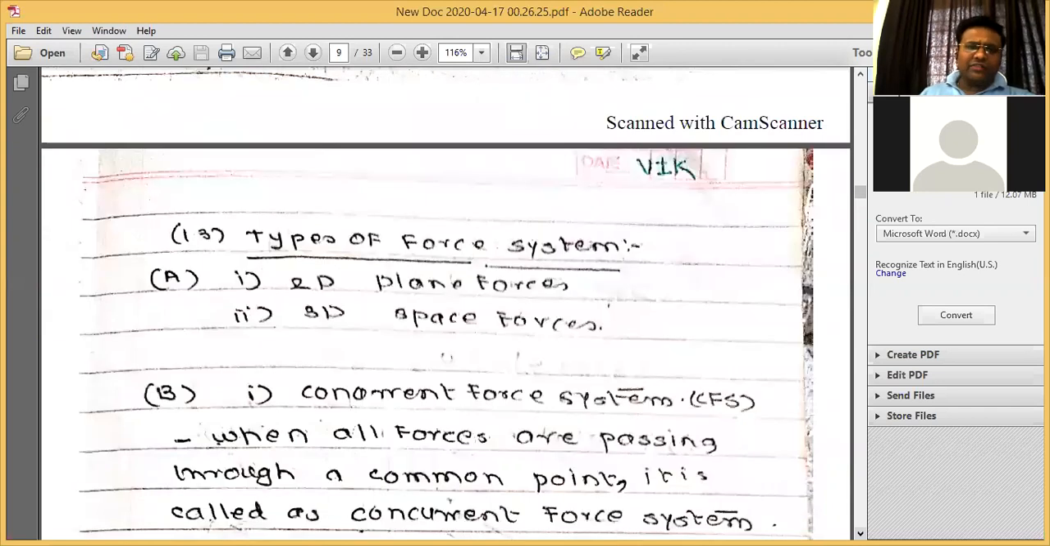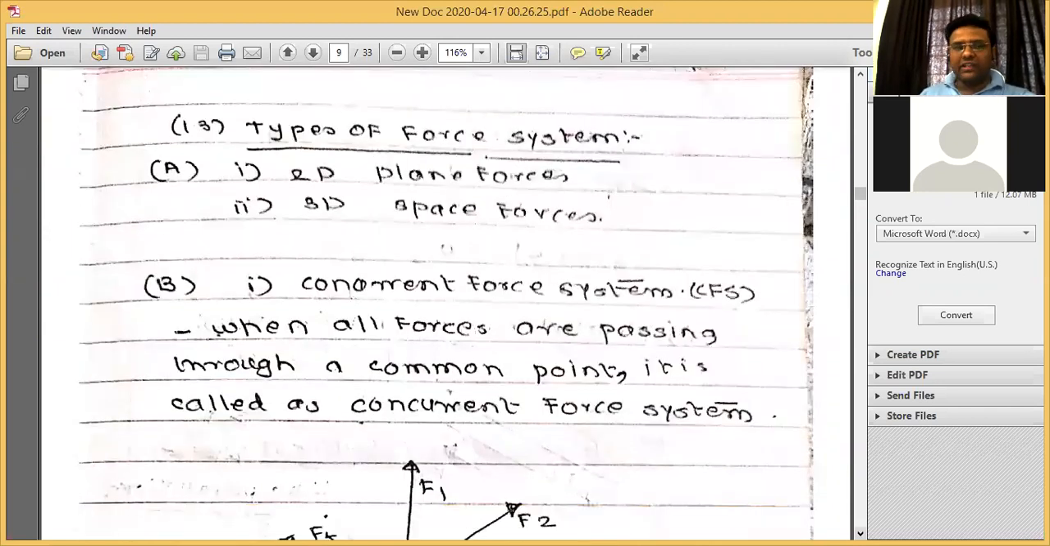Then we have seen two-dimensional force system and three-dimensional force system. As its name suggests, if the forces are along the x and y directions only, or any two axes, then we call it a two-dimensional force system. If it is there in the third direction also, which is there in nature, we call it space forces, or a three-dimensional force system. So in that we have seen CFS, PFS and GFS: concurrent force system, parallel force system and generalized force system.